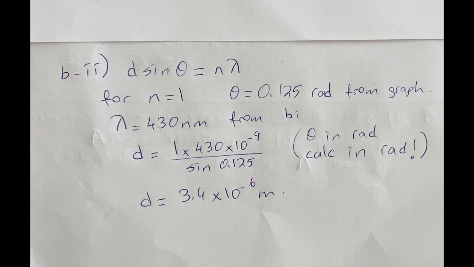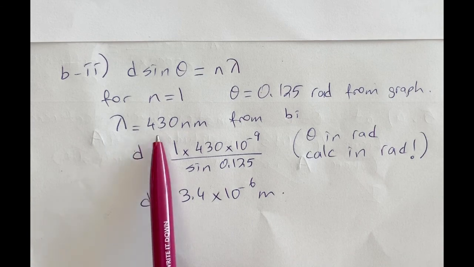You should ignore the little 2 mini peaks between the central max and the first max. You don't need to consider those ones. You look for the first obvious max after the central one. So that angle is 0.125 according to the scale.